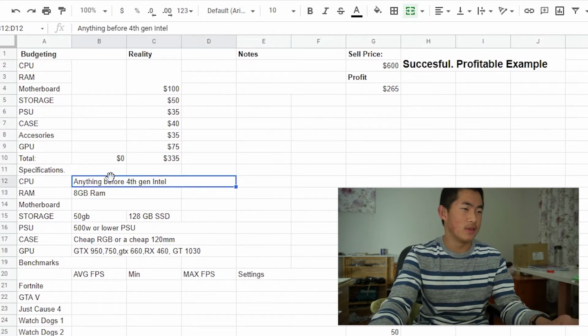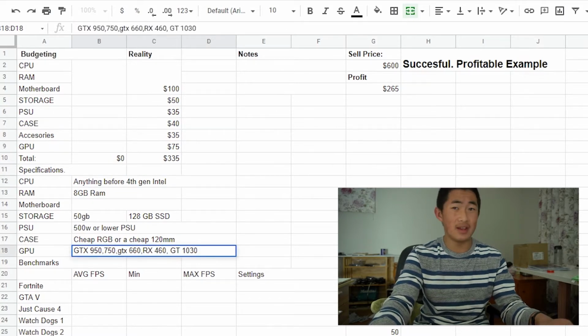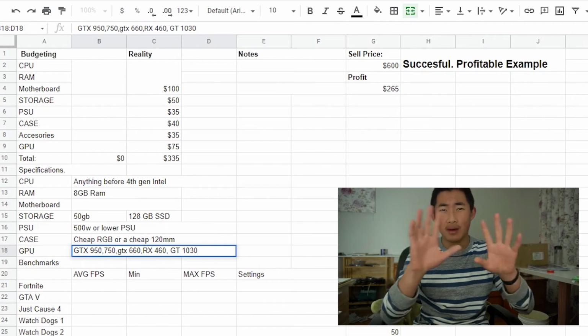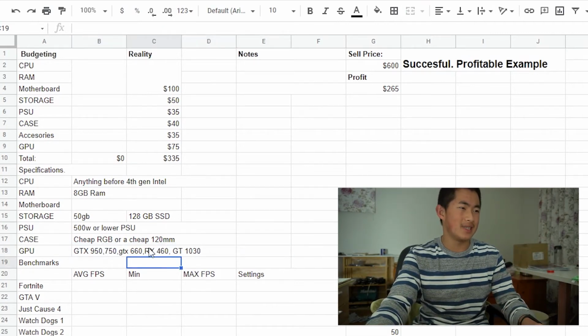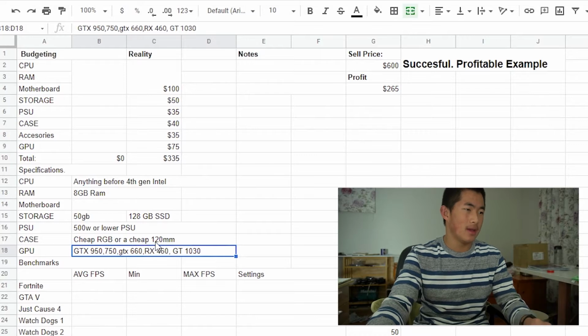CPU, anything before 4th gen. i3 4th gen, i5 3rd gen, maybe an i5 2nd gen, all that. GPUs are GTX 950. They're about the more low end of GPUs. So around about GTX 660, yeah, the low end.